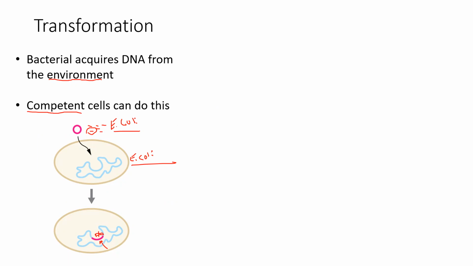Okay, so again, big idea here. There's DNA in the environment from a deceased bacterial cell. Certain types of organisms, ones that we say are competent, are able to take in some of this DNA and incorporate it into their genome. Okay, for now, that's all you really need to know about transformation.